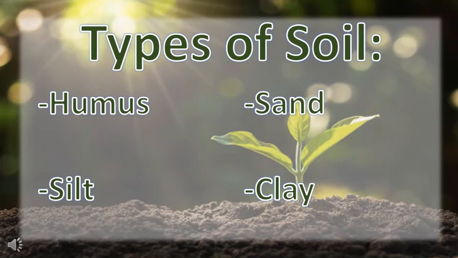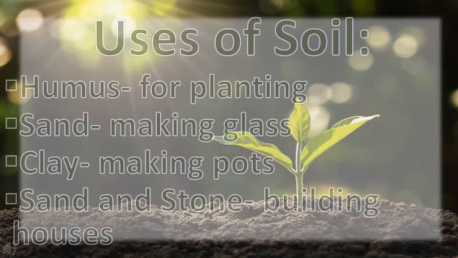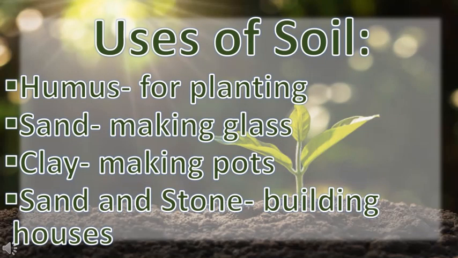Here are the types of soil. First is humus. Next, sand. Next is silt. And lastly, we have clay. Here are the uses of soil. First is humus. Humus is for planting. Next is sand. Sand is for making glasses. Next is clay. Clay is for making pots. And lastly, sand and stone. Sand and stone is used for building houses.